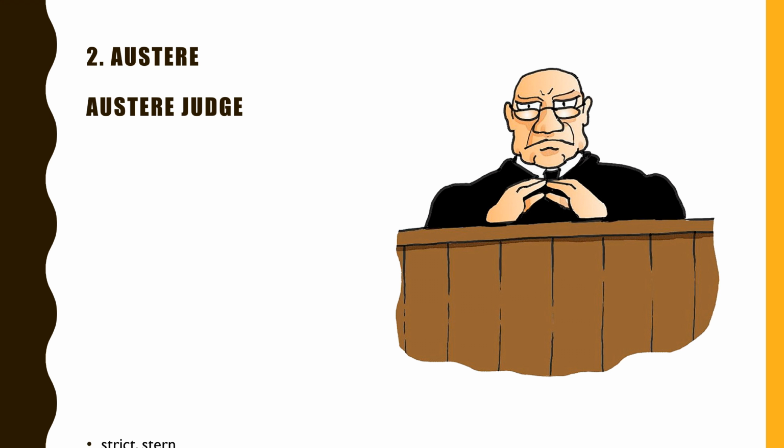Austere judge. Think of a judge like the one in the picture. We usually think of judges as being very strict and stern. So it is their demeanor that seems very strict and always kind of serious. So we could talk about people being strict in demeanor or strict in lifestyle as well.